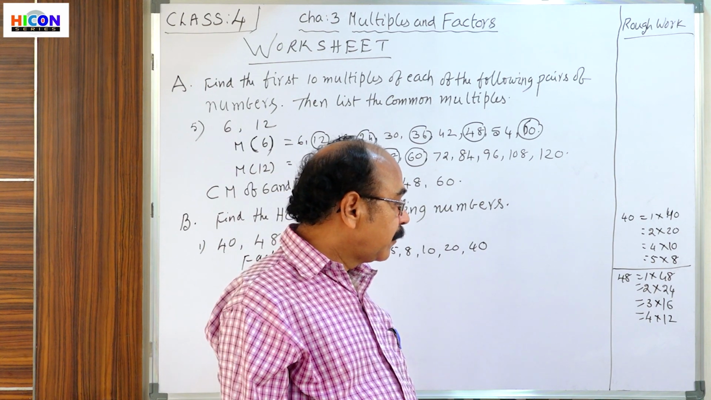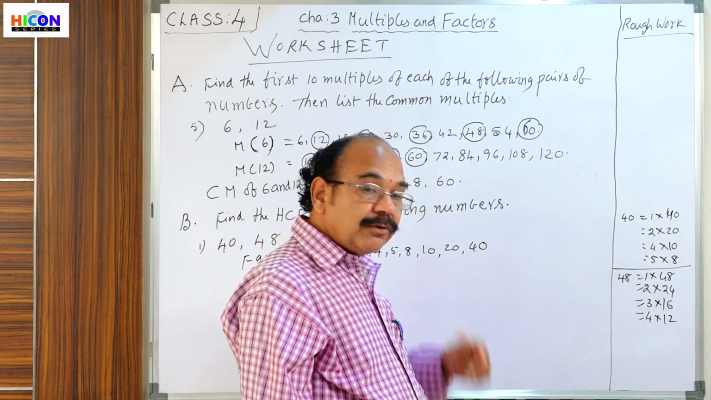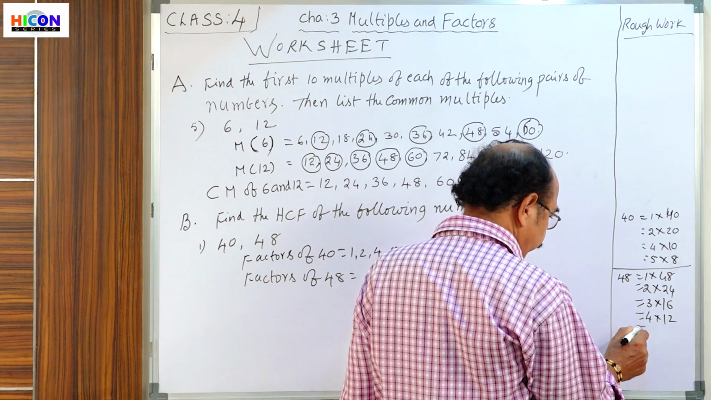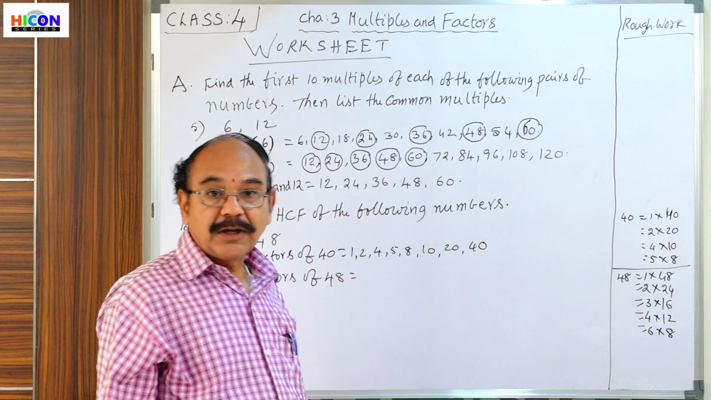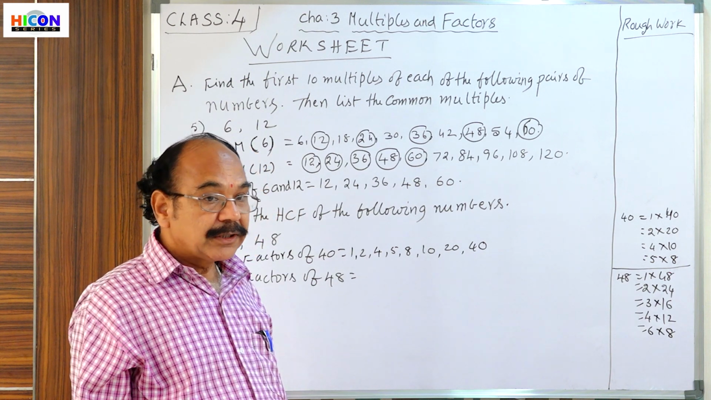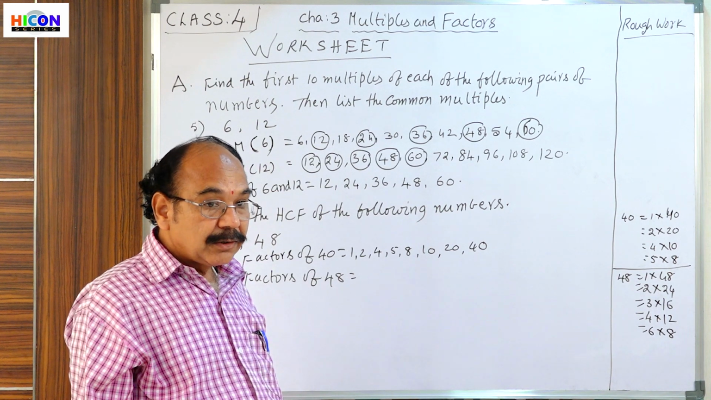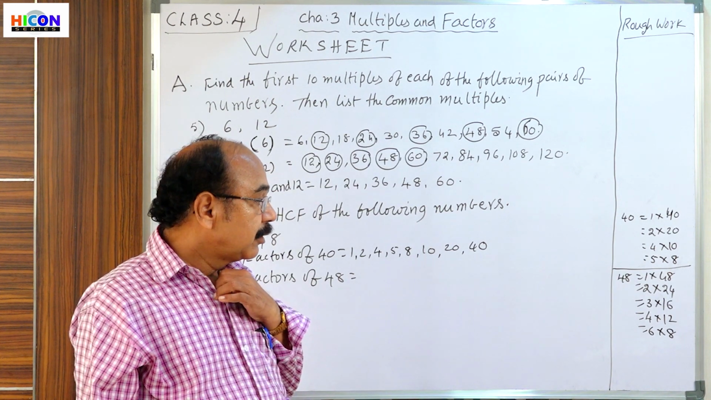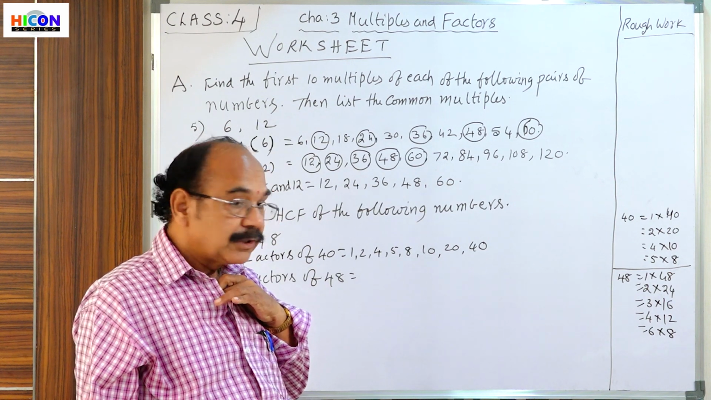Next, okay, next to 6. Read the multiplication table of 6. 6 eights are 48. After 6, 7. Can you get 48 in the multiplication table of 7? No. You can't get 48 in the multiplication table of 7.